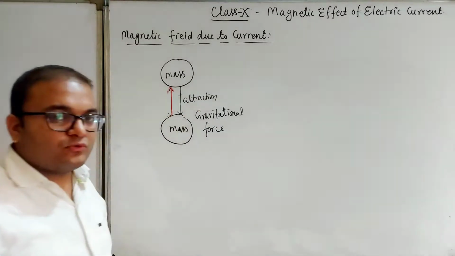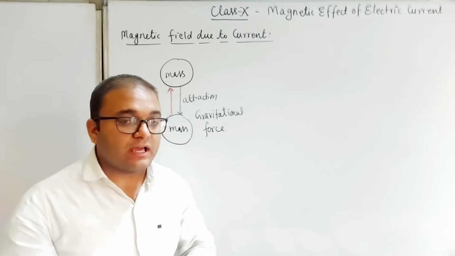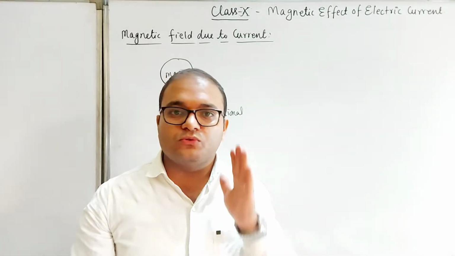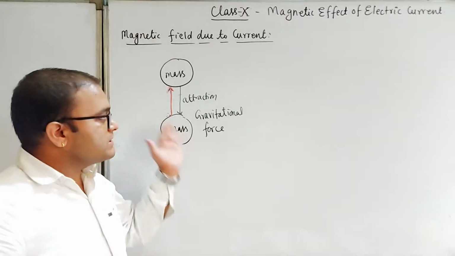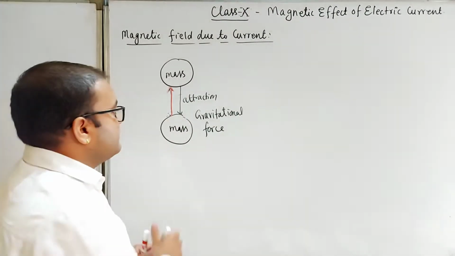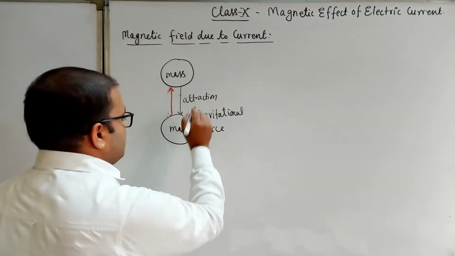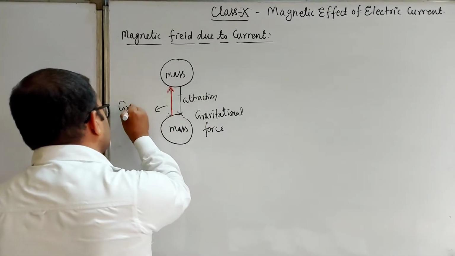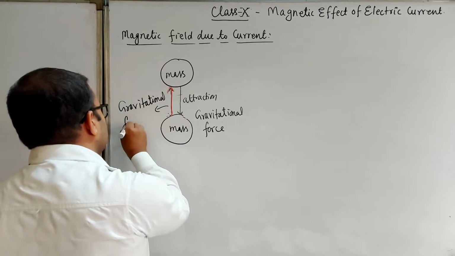We know that this attraction force is a non-contact force, and you should know that every non-contact force is due to some field. Any non-contact force will always act with the help of a field. Okay, every non-contact force is due to a field. So it means that between these objects there is a field, and this field is the gravitational field.